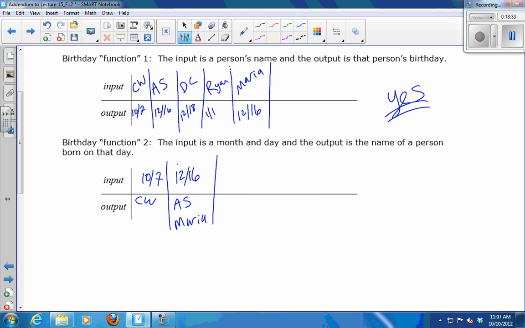Right. So is this a function? No, because it's possible for a given date to have more than one person who has that birthday. So this one's a no.